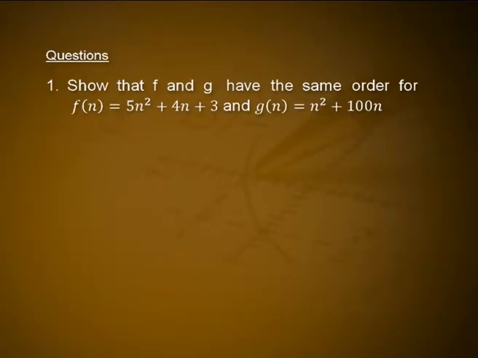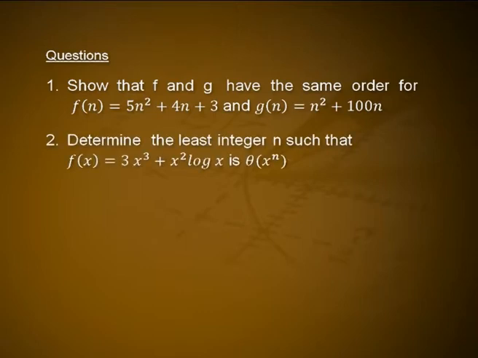The following problems are given for a better understanding of the topics. First one, show that f and g have the same order for f of n equals 5n square plus 4n plus 3 and g of n equals n square plus 100n. Second one, determine the least integer n such that f of x equals 3x cube plus x square log x is theta of x raised to n.